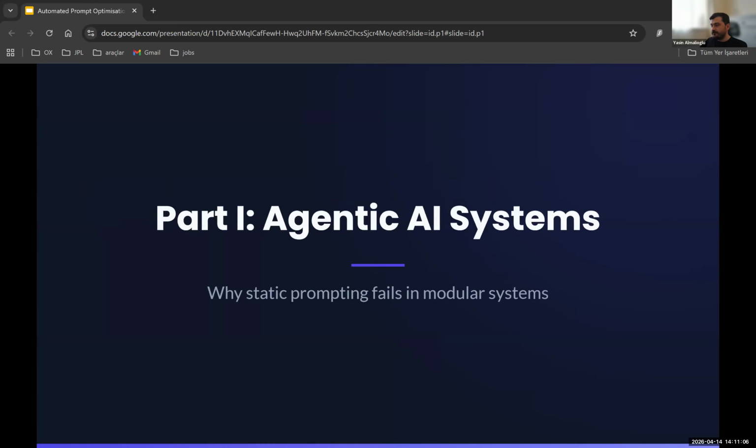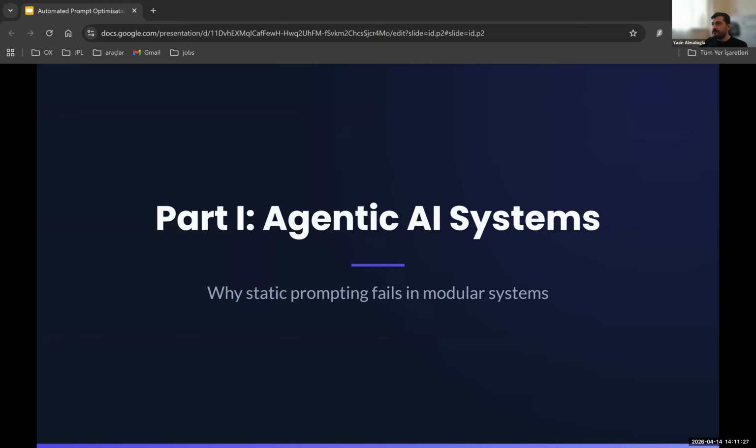So the first important thing is agentic AI systems. These agentic AIs are going everywhere, like coding, and especially becoming your personal assistant or whatsoever.